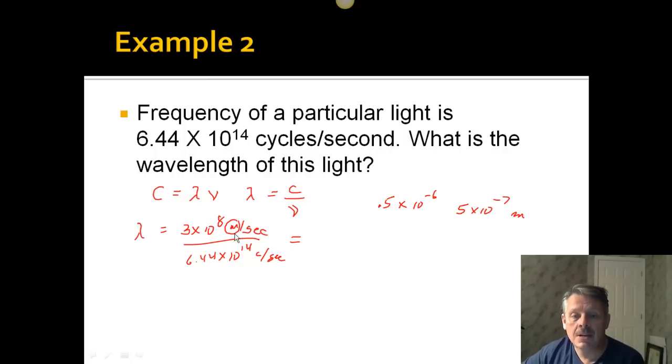All right, so let's actually plug this into a calculator. When I plug this into a calculator, I get 4.66 times 10 to the minus 7th meters, which is real close to the answer that I got here, so I can believe that that is right.